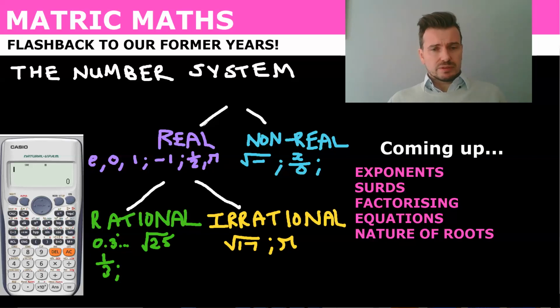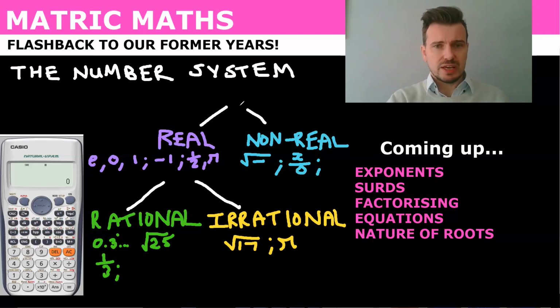So this is our number system, and we use it a lot when we find the nature of roots, which I'll get into. But especially this, where if you get a negative under a square root, you can't get the square root of a negative. So then you would have a non-real root. But more about that later.